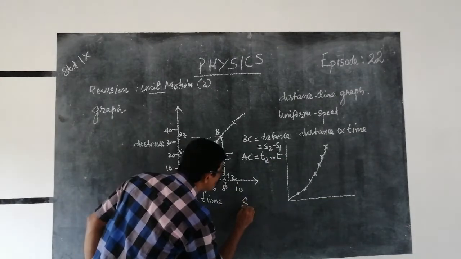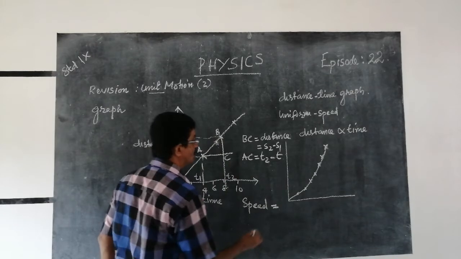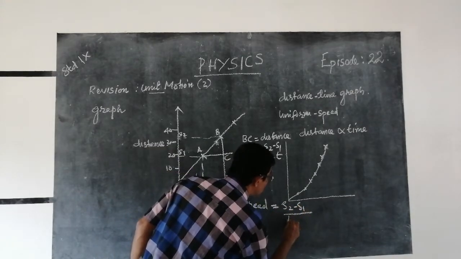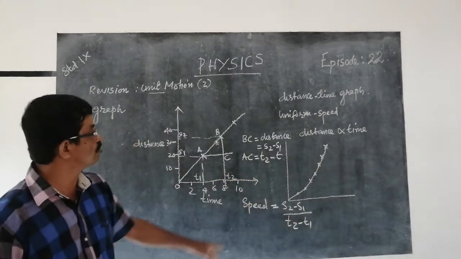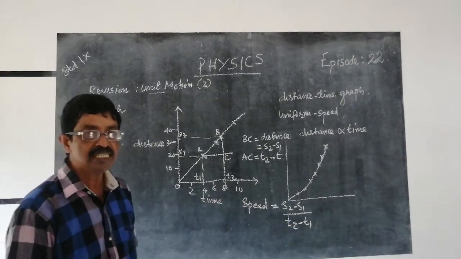So speed is equal to, we know, distance by time, that is (S2 minus S1) divided by (T2 minus T1). Here speed is equal to (S2 minus S1) divided by (T2 minus T1).